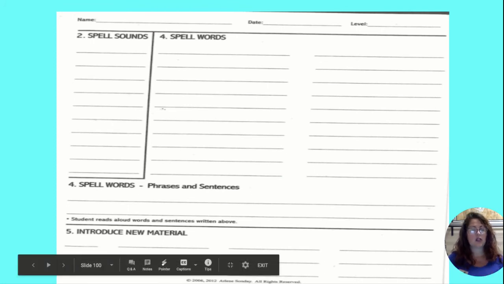Okay, now I want you to write said 3 times in the new material section while saying the letters. You will probably need to pause.